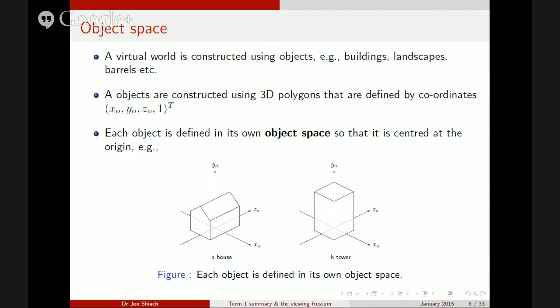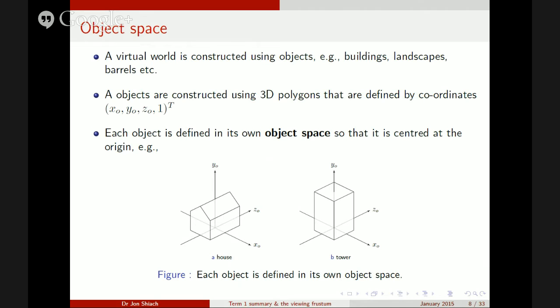Okay, so that's the transformations we're going to use. Back in the viewing pipeline, the first box we had was the object space. Everything in a virtual world is made up of objects. So the whole virtual world is made of objects. You have barrels, buildings, lampposts, cars, vehicles, etc.